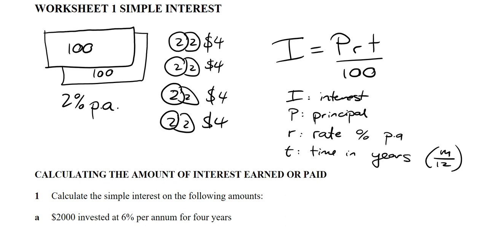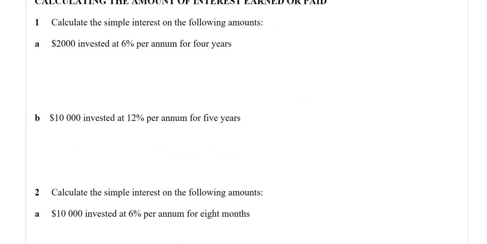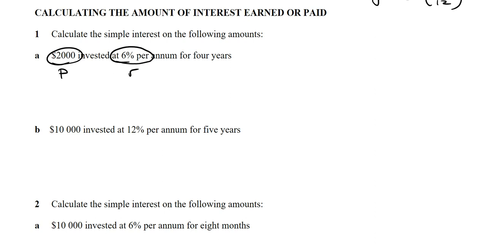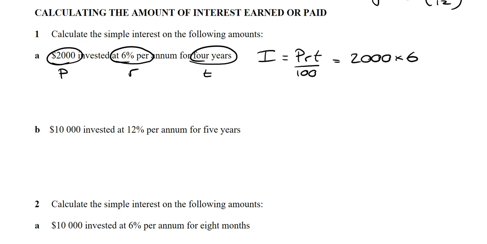So the first one, calculating the amount of interest earned or paid. Calculate the simple interest, so this is just basic formula, on the following amounts. $2,000, that's the principal, invested at 6% per annum, which is the rate, for 4 years, which is T. So we're trying to find the simple interest. So we're going to do I equals PRT over 100, which in this case will be 2,000 times 6 times 4 over 100.